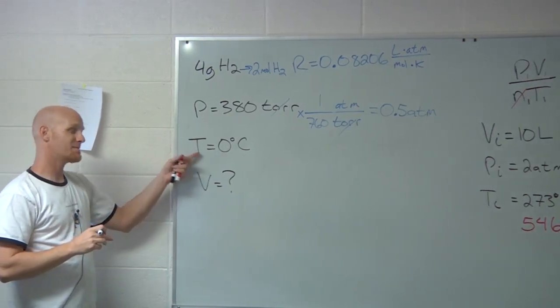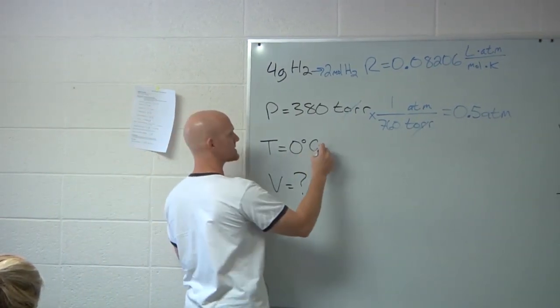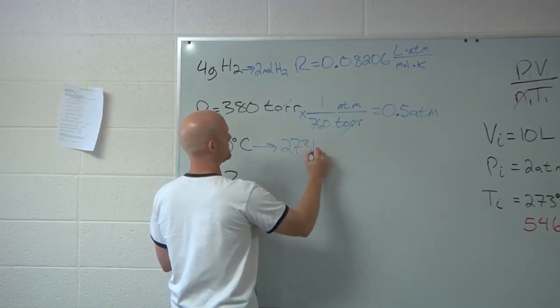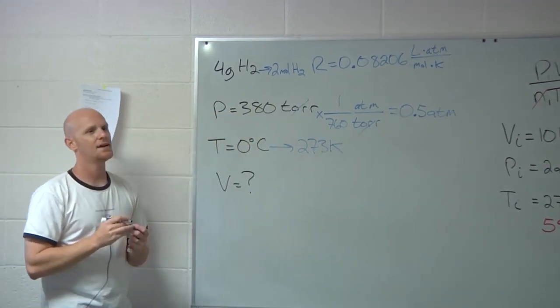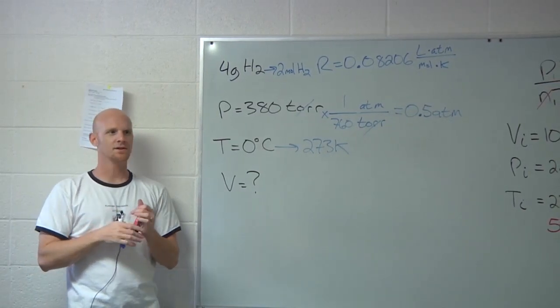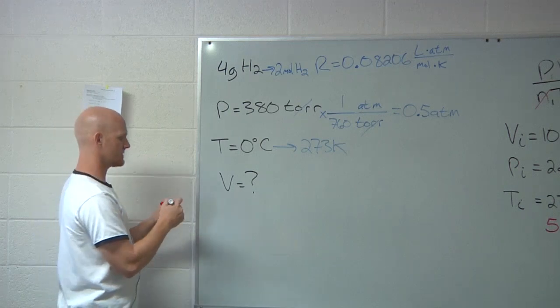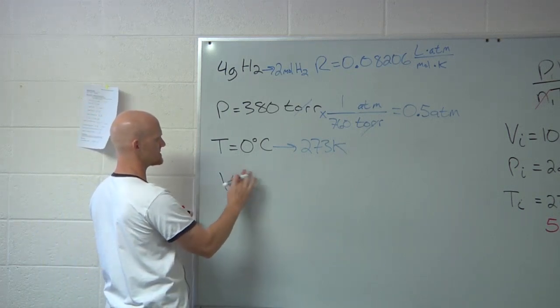Okay. Same thing here. Temperature can't be in Celsius. What do I got to do? Add 273, and we find out that we're at 273 Kelvin. And now we're finally ready to plug and chug into the ideal gas law. So if you rearrange, what is V actually equal to? If you rearrange the ideal gas law, it's all for V.